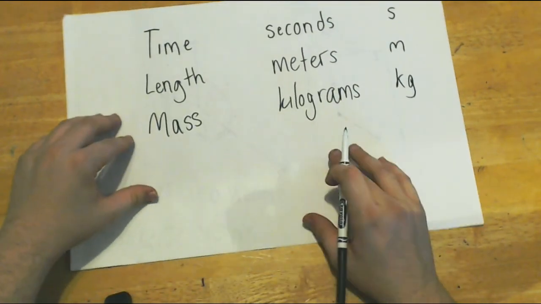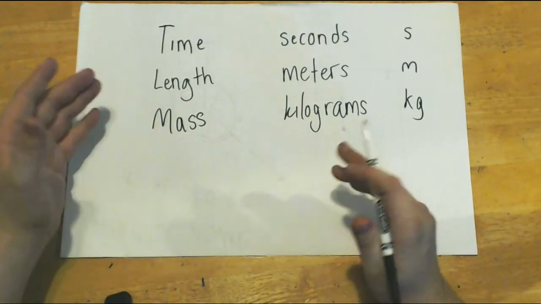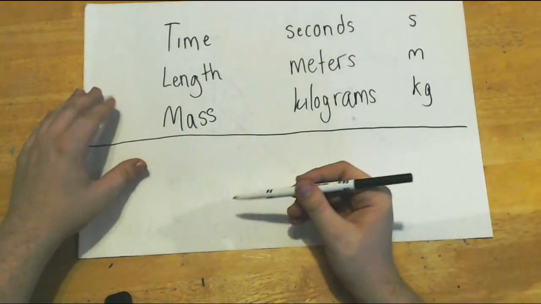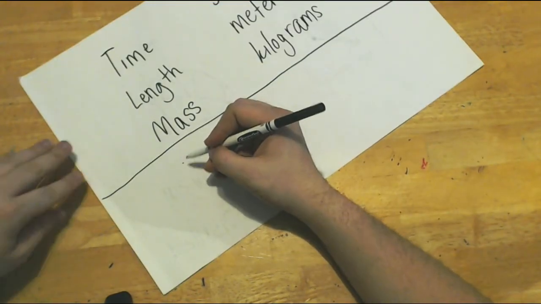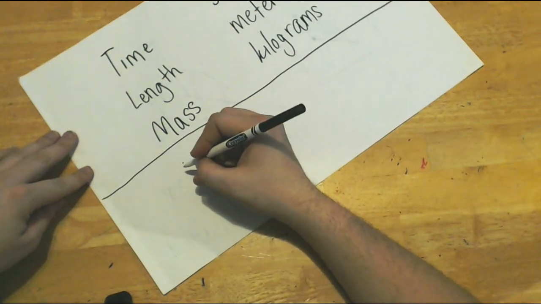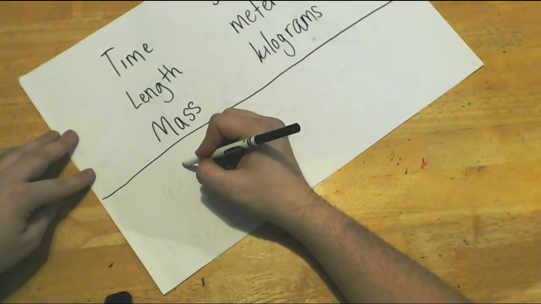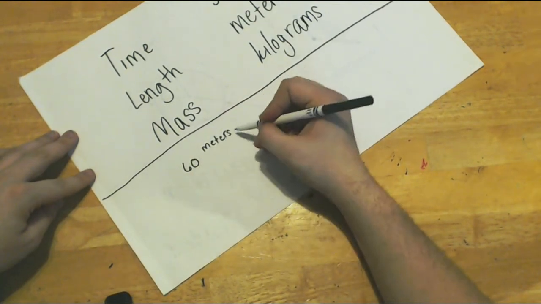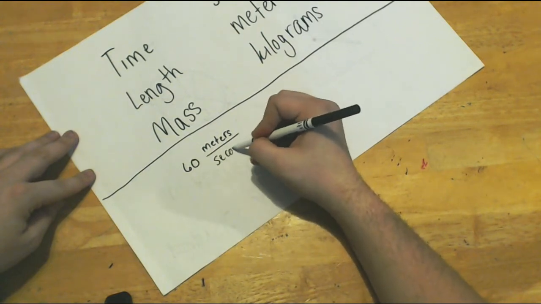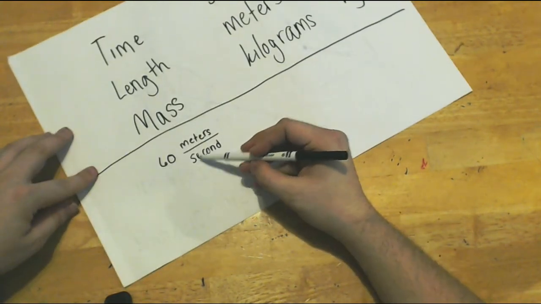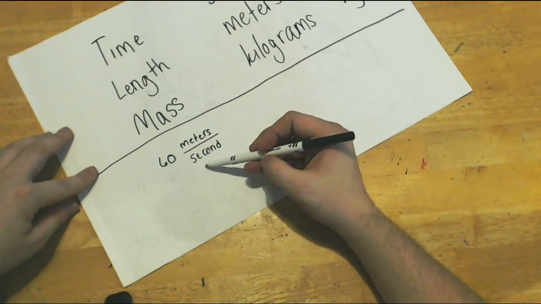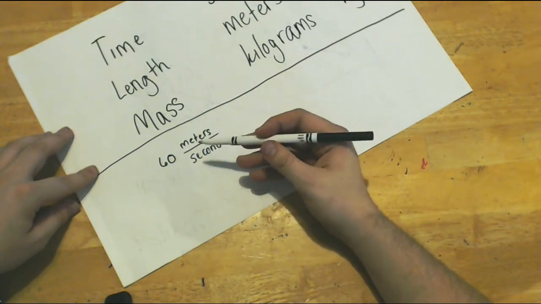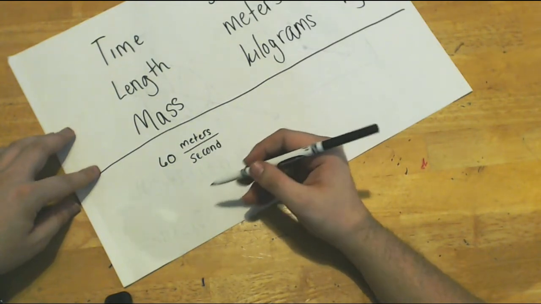I want to do one example problem, and this is going to be a very important point for us to observe during our discussions. Let's assume that a particular car has a top speed of 60 meters per second. This means that for every 1 second that passes, the car can move 60 meters. I want you to imagine a meter as being about one stride.